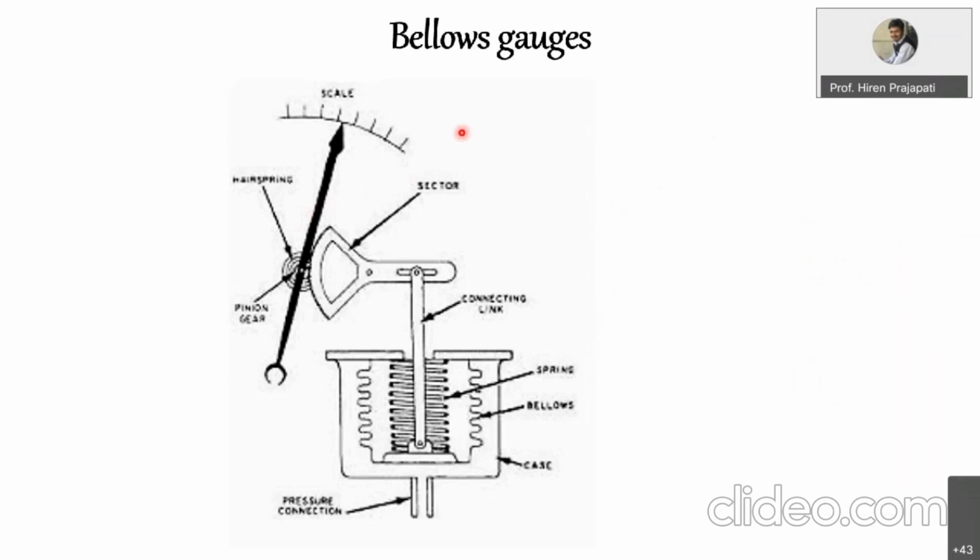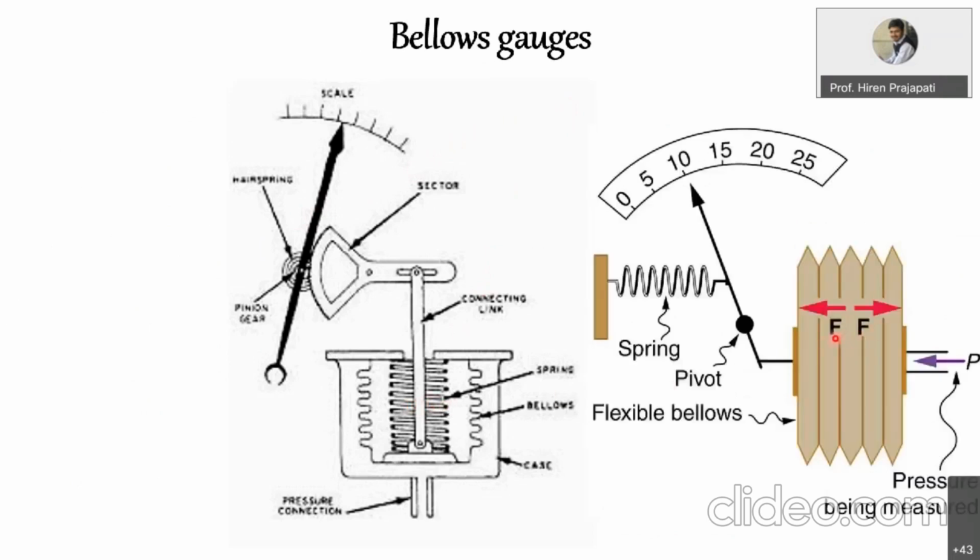Next is the bellow pressure gauge. So here the only change is that the deformation member is changed. In the first case we are having a bourdon tube. In the second case we are having a diaphragm. Now this time we are having a bellow, right? So the bellow is like a spring element, right? It looks like this. So when you give pressurized fluid, this bellow will compress, and that compression is transferred to this pointer, and the pointer will give the pressure through this type of sector and pinion arrangement.